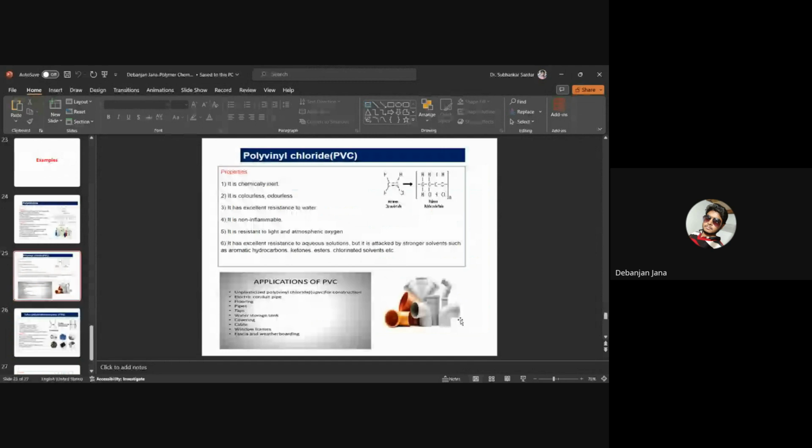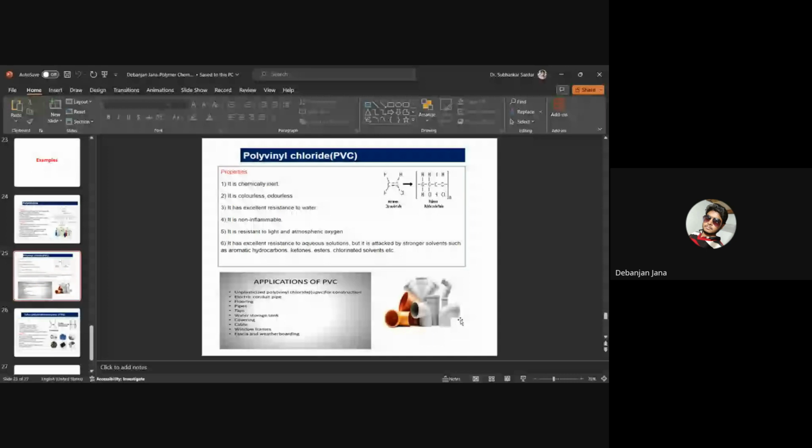Next, polyvinyl chloride, that is called PVC. Properties: it is chemically inert, it is colorless and odorless, it has excellent resistance to water, it is non-inflammable, it is resistant to light and atmospheric oxygen, and it has excellent resistance to aqueous solutions, but it is attacked by stronger solvents such as aromatic hydrocarbons, ketones, esters, chlorinated solvents, etc.